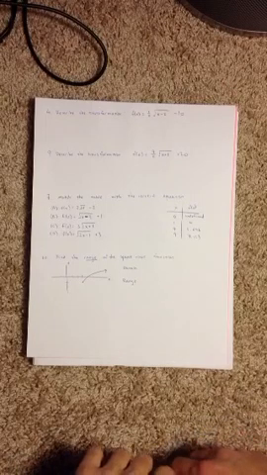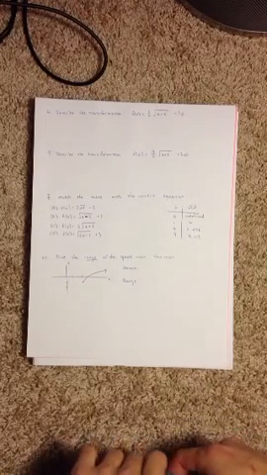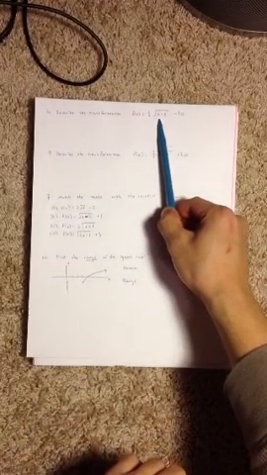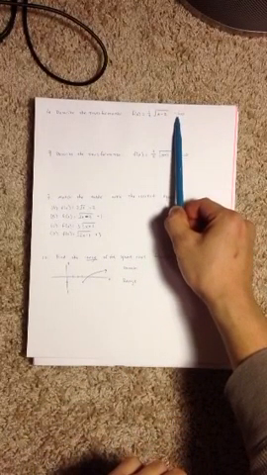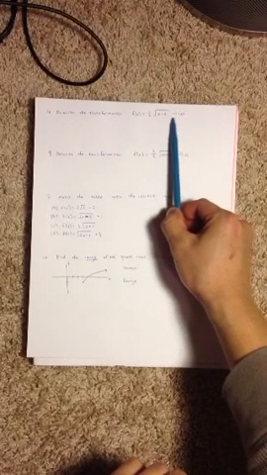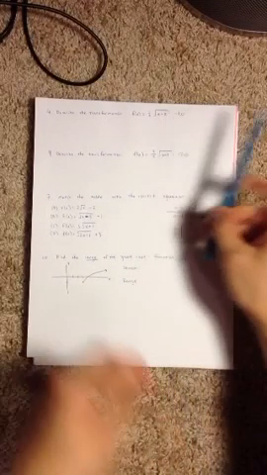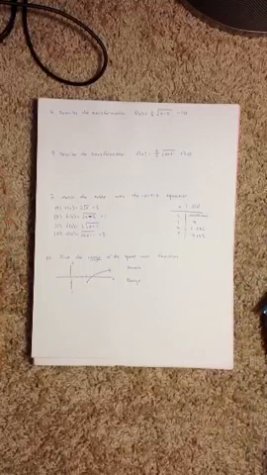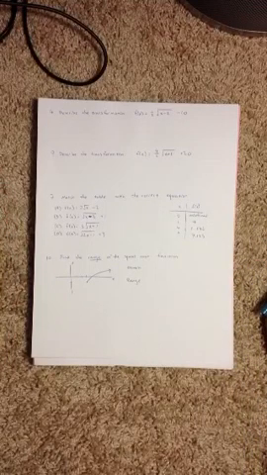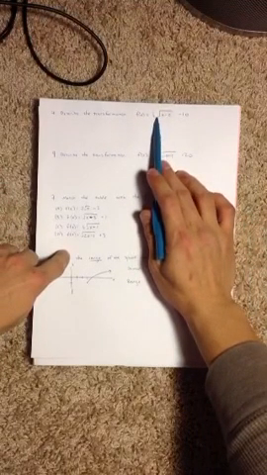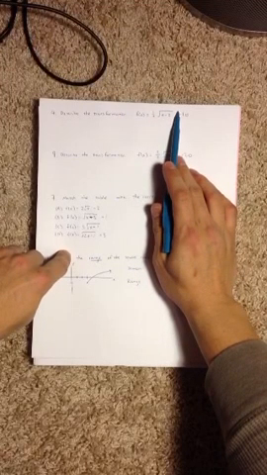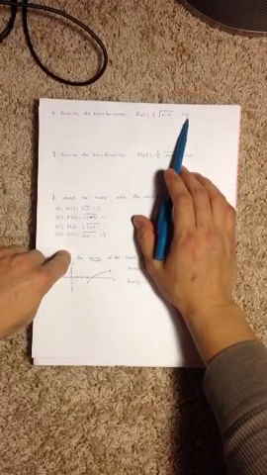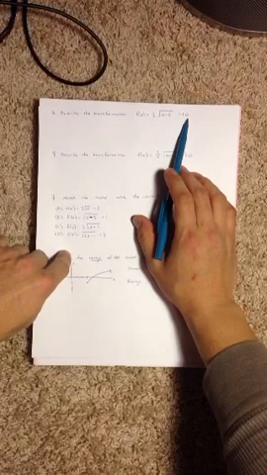So for number 4, it says describe the transformation f of x equals 1/2 times the square root of x minus 2, minus 10. So we have to figure out the transformation for this square root function. The first thing that I notice is the parent function in this case is the square root function because we have this square root sign. The next thing is, let's go from left to right to figure out exactly what these transformations are.